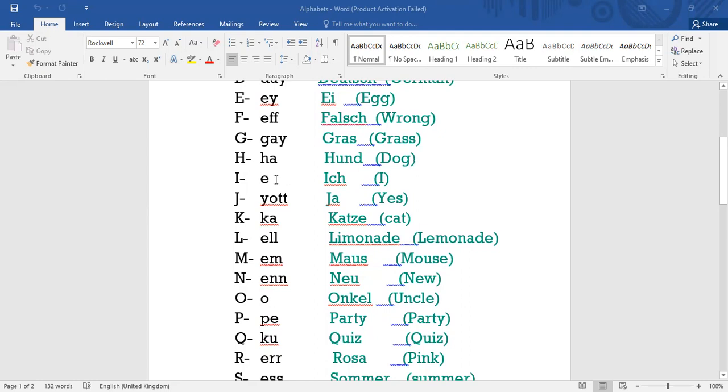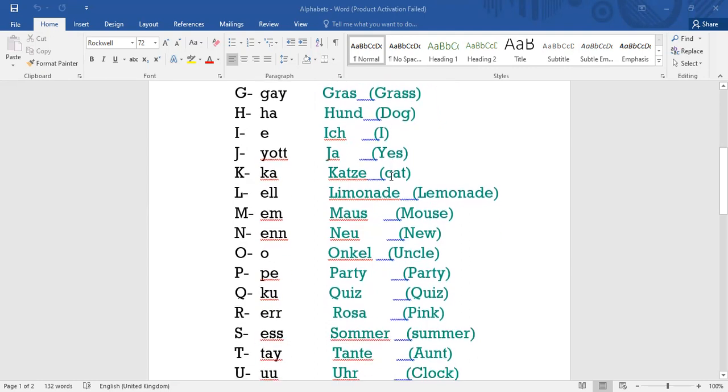This is e. So this will be read out as ich, ish, which means I. Then we have J, which gives a sound of yacht. Whenever there is J written in words in German, you have to read it out as y. For instance, JA is not ja.